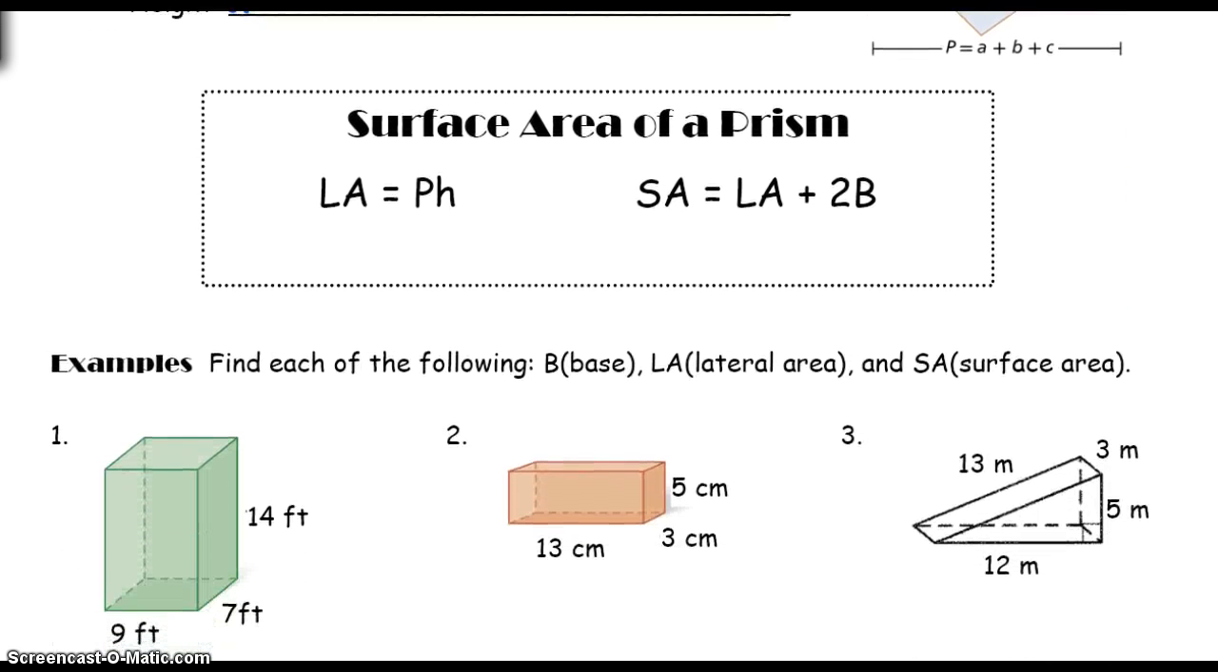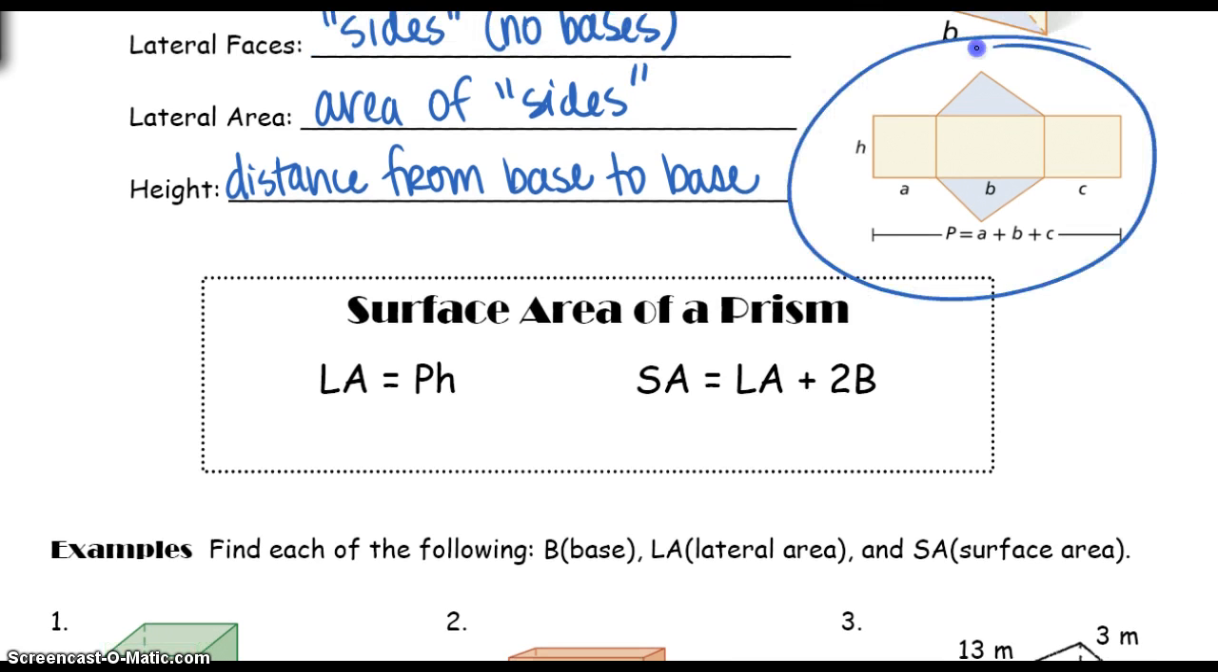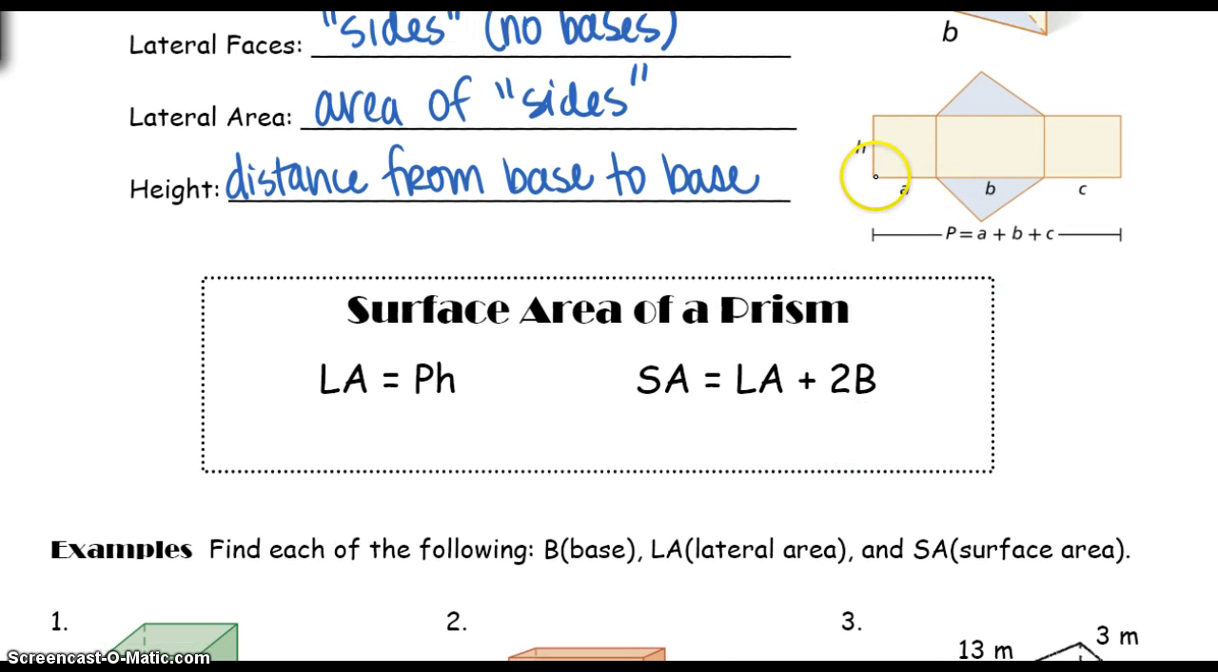So surface area of a prism, we get a couple formulas here for you. LA stands for lateral area. So to find the lateral area, let's go back up to this picture right here, this net. If you took the perimeter of the base, notice that this comes from this triangle right here. If I lay this triangle out flat, you get this long line right here. If I do that times the height, I'll have this whole entire area here.